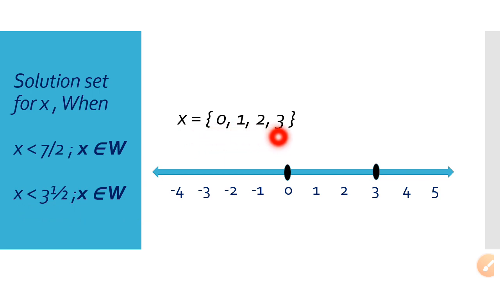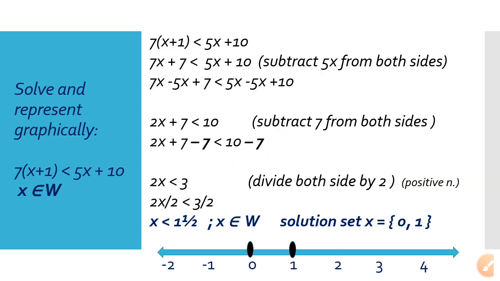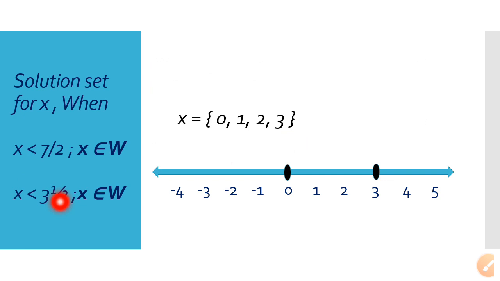We can't take 4. This is only because x is less than 3 whole 1 by 2, so that means we can't take 4, but we can take 3 because x is less than 3 whole 1 by 2. 3 whole 1 by 2 means a number which comes after 3. Here 3 whole 1 by 2 means this particular position, but here we have taken 3 because x belongs to whole numbers, so we will consider only whole numbers. It will be either 3 or 4, so 4 we can't take because x is less than 3 whole 1 by 2, that means x is less than 4, correct, so we have taken up to 3.